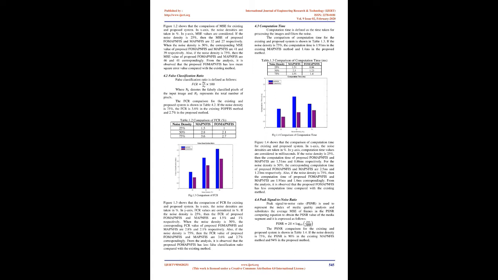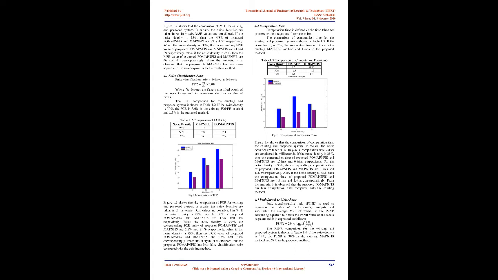In the x-axis, the noise densities are taken in percent. In the y-axis, MSE values are considered. If the noise density is 25%, then the MSE of proposed FOMAPNFIs and MAPNFIs are 32 and 27 respectively. When the noise density is 50%, the corresponding MSE values of proposed FOMAPNFIs and MAPNFIs are 41 and 39 respectively.